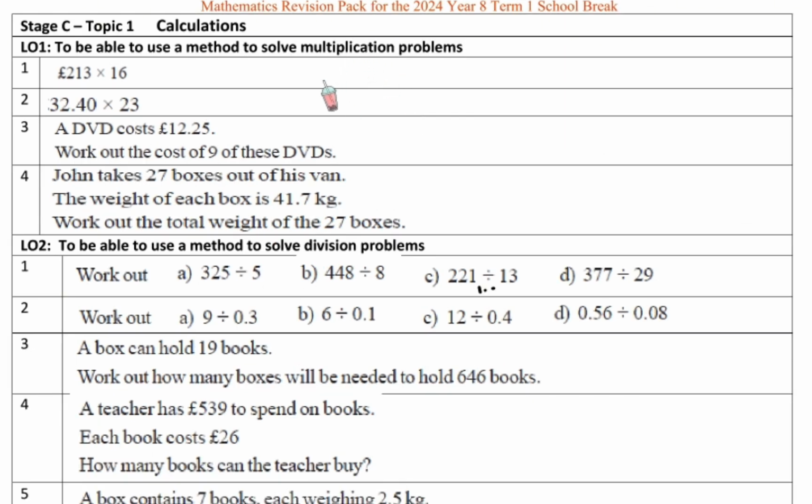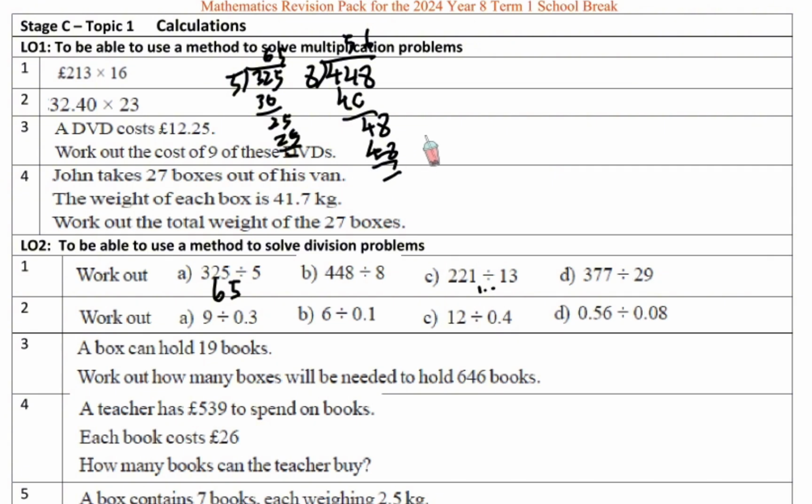1a, 325 divided by 5. 6 times 5, 30, we get a 2. Drag 5 down, and 5 times 5 will equal 25, so the answer is 65. 1b, 448 divided by 8. 5 times 8, 40, we get a 4. Drag 8 down, we get 6 times 8, we get 48. So the answer is 56.